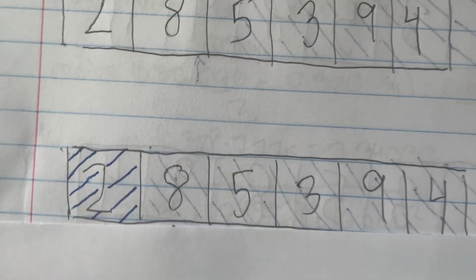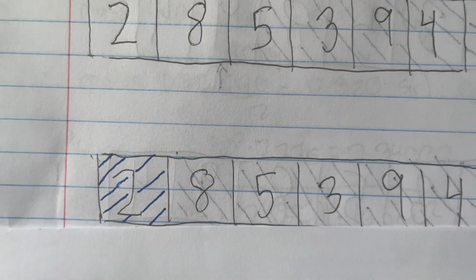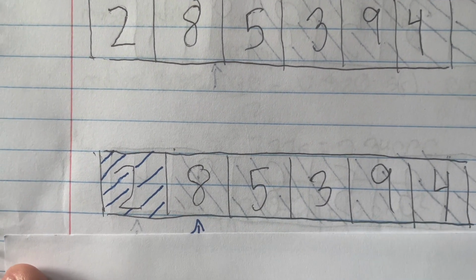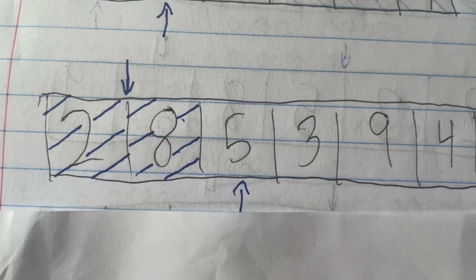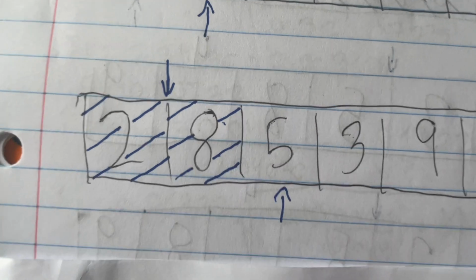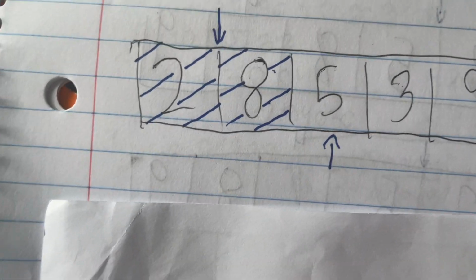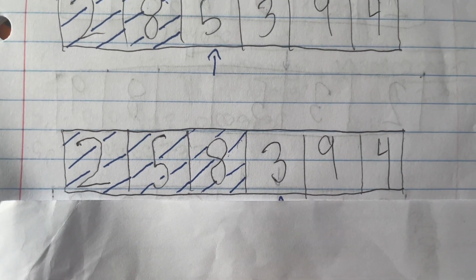Now we look at 8. We compare 8 to its items on the left. So we compare 8 with 2. 8 is greater than 2, so we leave it in the same place, right? And 8 is already sorted. So now we look at 5 and compare it to its items on the left. 5 is less than 8, so we swap it with 8, right? Now 2, 5, and 8 are already sorted.